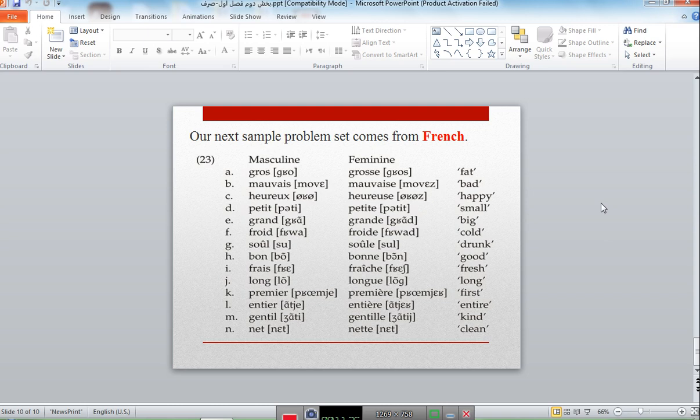So this is the first exercise. You can do it by yourself in the house. Our next sample problem set comes from, for example, French. This is another example.